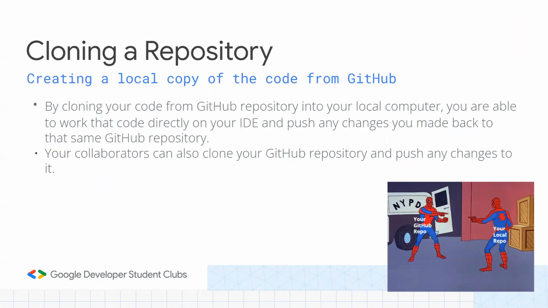And one of the features that GitHub has is cloning. So let's say you want to transfer your code from GitHub to your local machine, you could simply create a local copy of it, so that way you could work on the code directly in your IDE and put any change you made back to that same GitHub repository. And this is not only you that gets to clone, your collaborator can also clone it and work on that code on their own local machines and push back to that same repository.